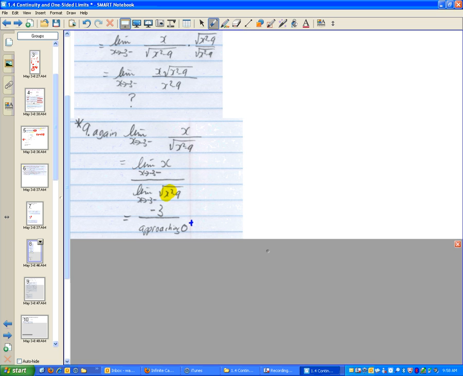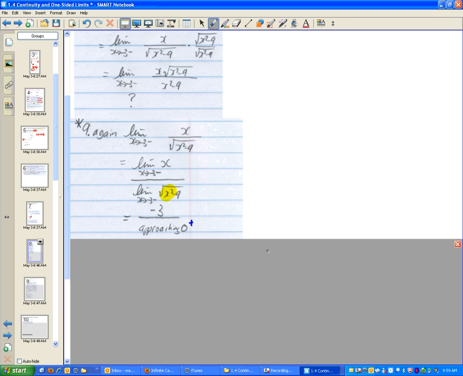So, we still don't have a definition of dividing by 0. But when we're talking about limits, the limit of a constant divided by something approaching 0 is infinity or negative infinity. Just get the sign right. So in this case, since it's a -3, it would be negative infinity.